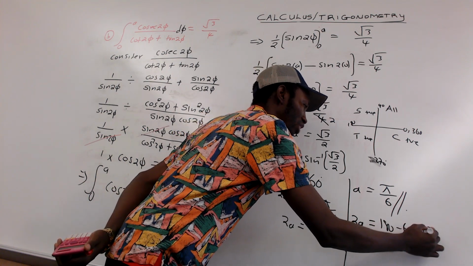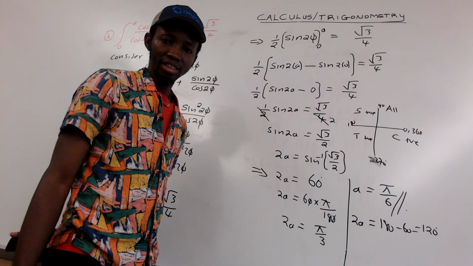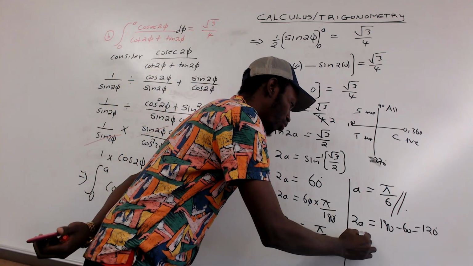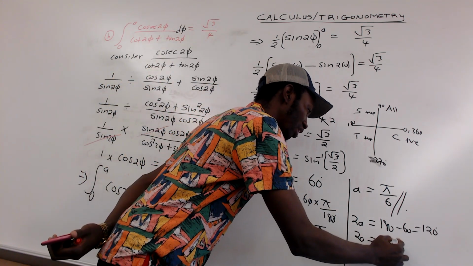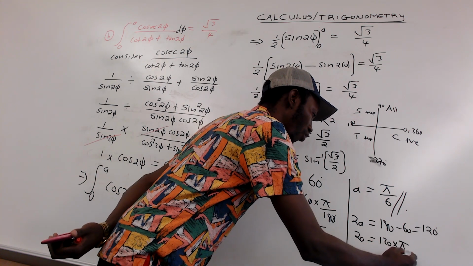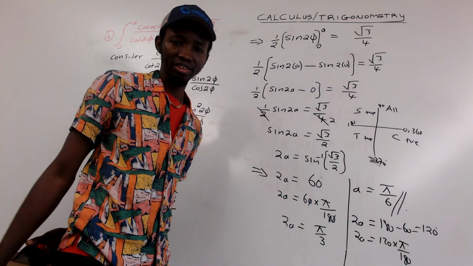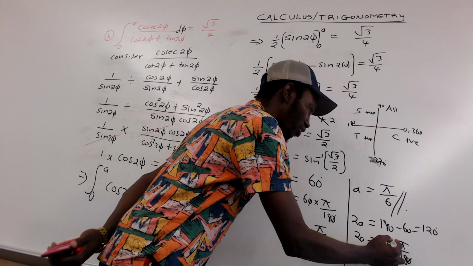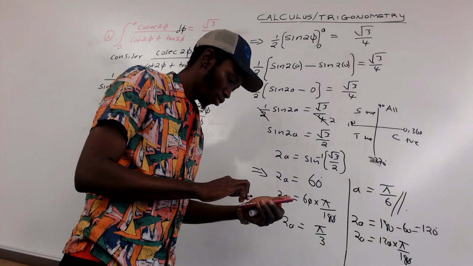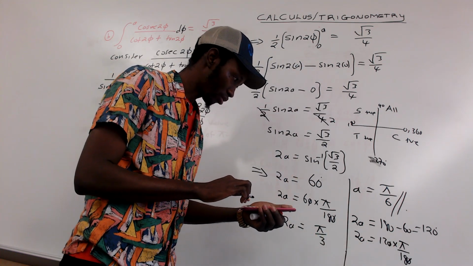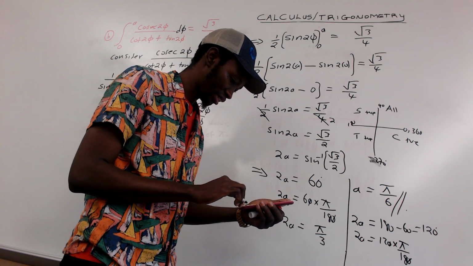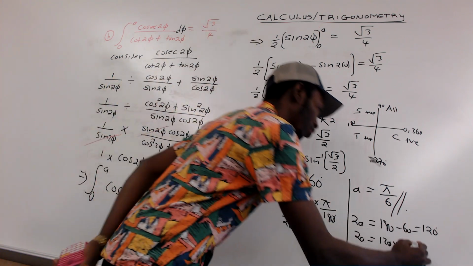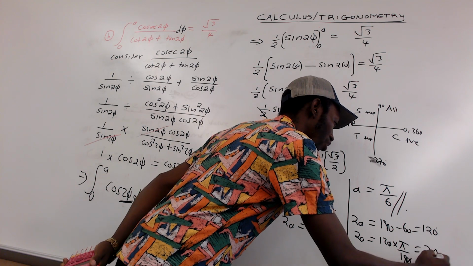This will give us 120 degrees. You see that? So this 120 degrees is going to be 2A equals 120 times pi all over 180. You change it to radians. Pi all over 180, 0 cancels 0. So 120 divided by 180 is going to give us 2 all over 3. So this is going to be 2 pi all over 3.